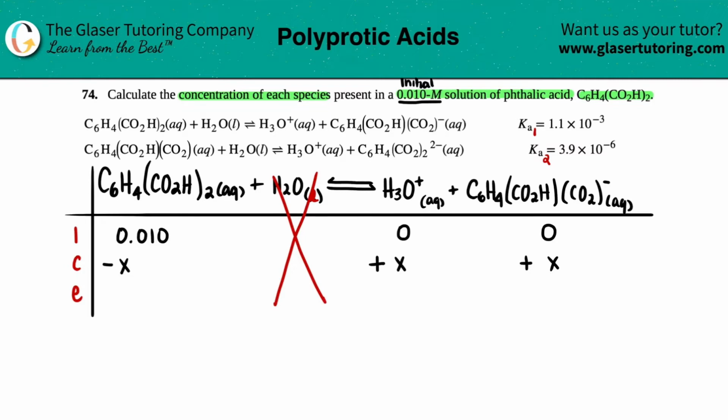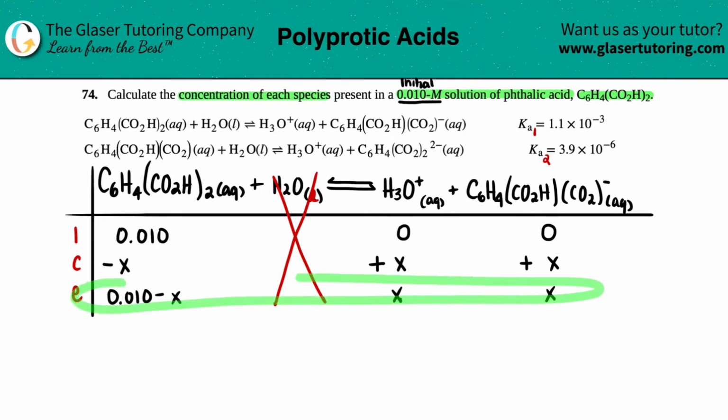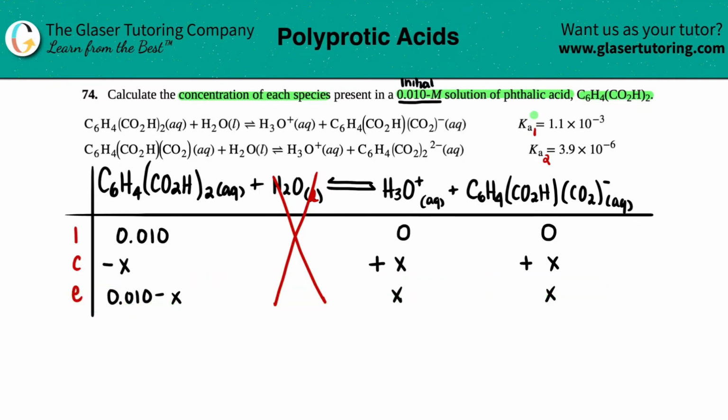And the good thing with acids and bases is that it's always going to be a 1-to-1 ratio. There are no coefficients in the front, so you don't have to worry about 2x or 3x or any of that stuff. E stands for equilibrium. We're just taking the initial and the change together. So it would be 0.010 minus x, and x, and x. Okay, beautiful. Now, since we have our equilibrium line, remember these are the only things that go into the Ka expression. And since we're using the first balanced equation, we have to use Ka1.